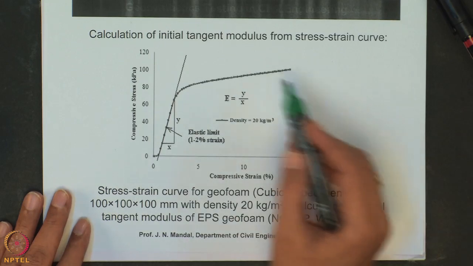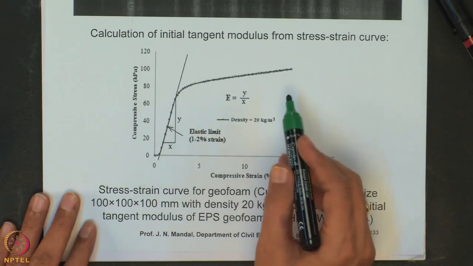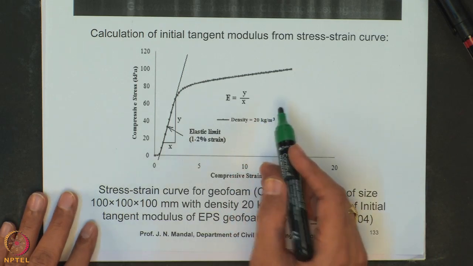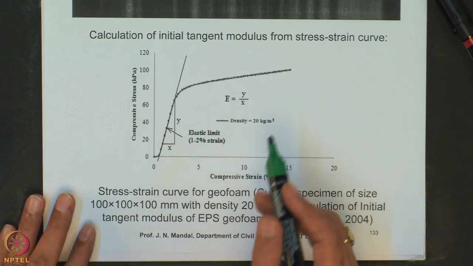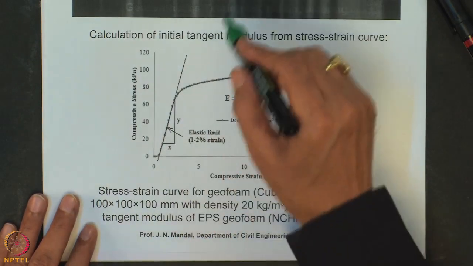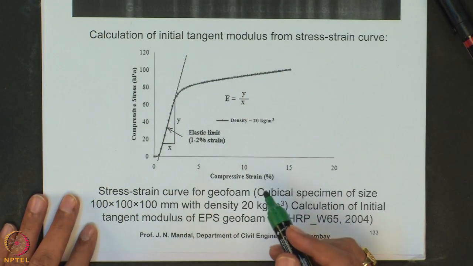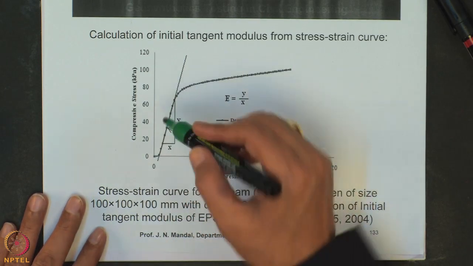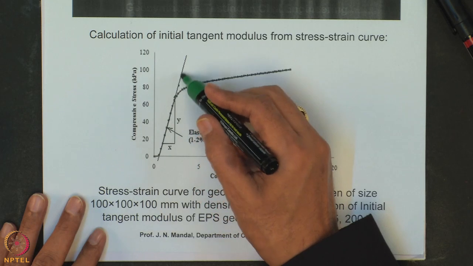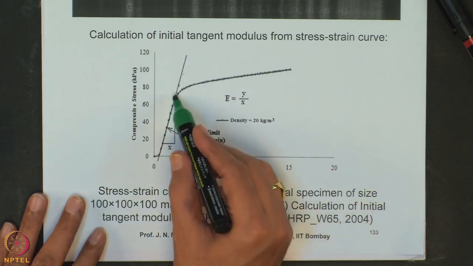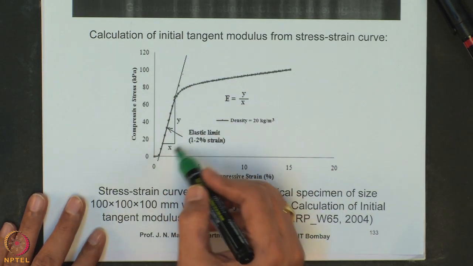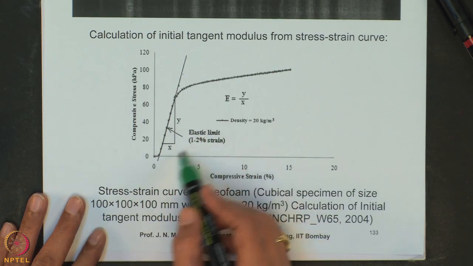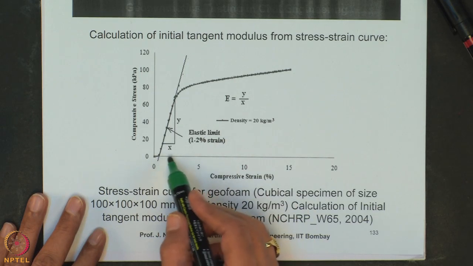This is a cubical specimen, size 100 millimeter by 100 millimeter by 100 millimeter, with a density of 20 kg per meter cube. You have to calculate the initial tangent modulus of the EPS geofoam. Here the stress-strain curve is shown and you draw a tangent here. This is the slope of this tangent, this is y, this is x. This is the elastic limit range, between 1 to 2% of strain.